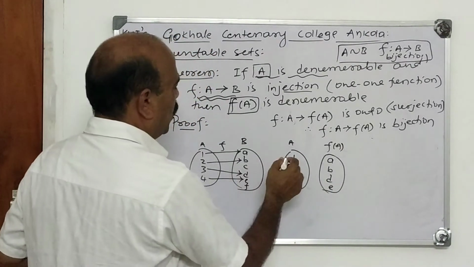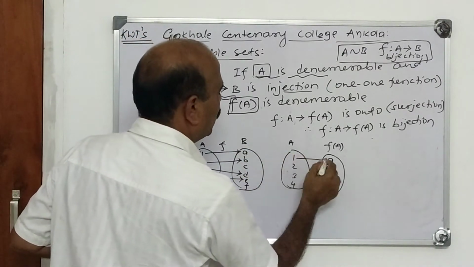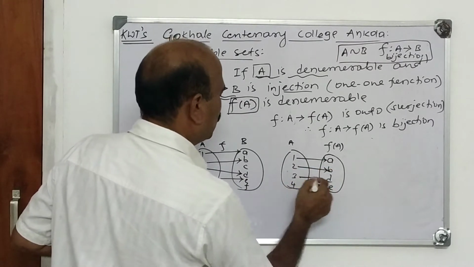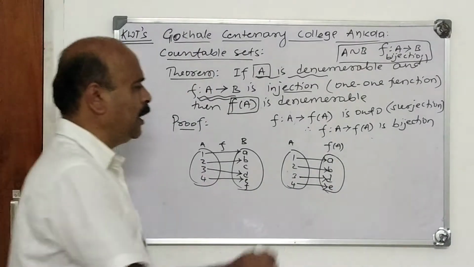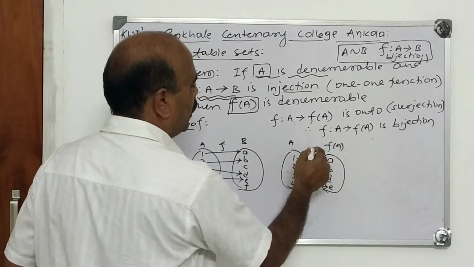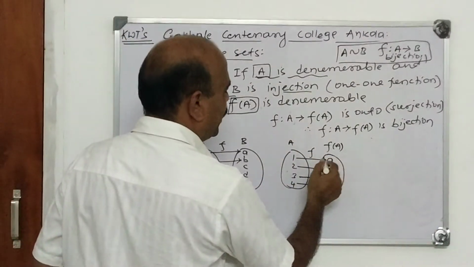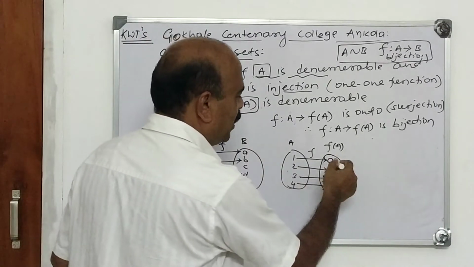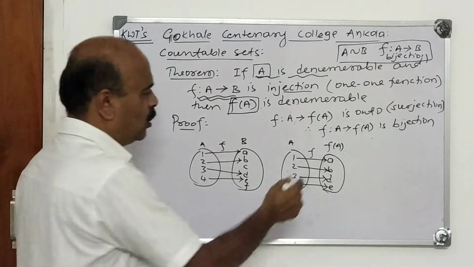Now, under f, 1 is related with A, 2 is related with B, 3 is related with D, 4 is related with E. Now, if you consider only f of A, not all of B, what is this? f from A to f of A is onto. What do you mean by onto? If all the elements of the codomain are images, then it is called onto.